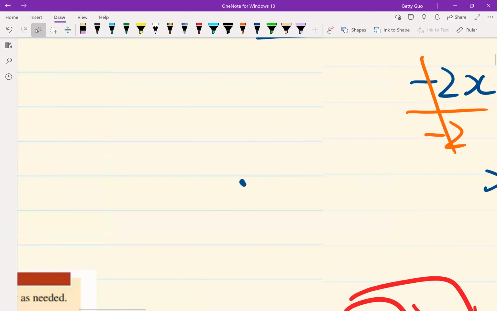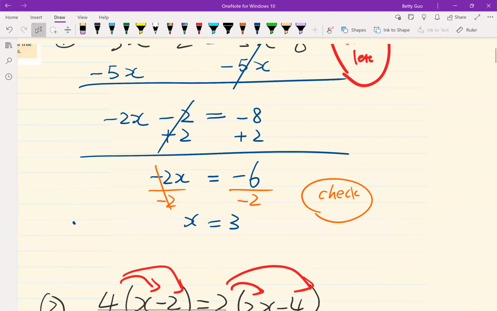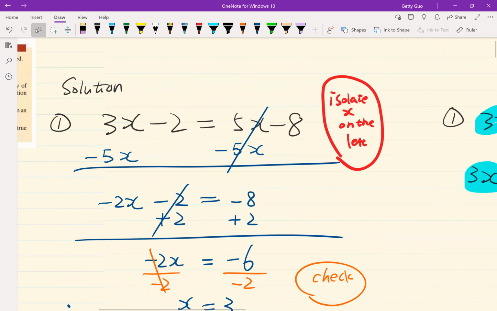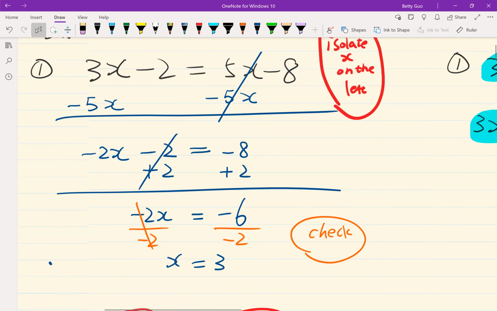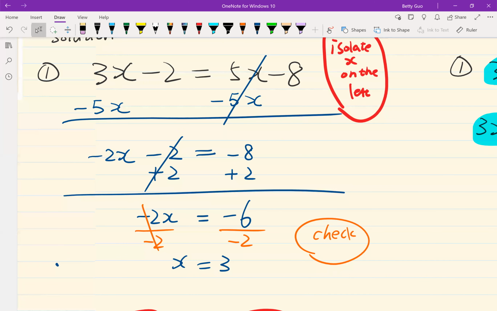Let's go back to the example we saw earlier yesterday. This is the first problem, and we solve this equation. We got a solution of 3. The equation has 1 solution only, a finite number of solutions. So the equation is conditional.